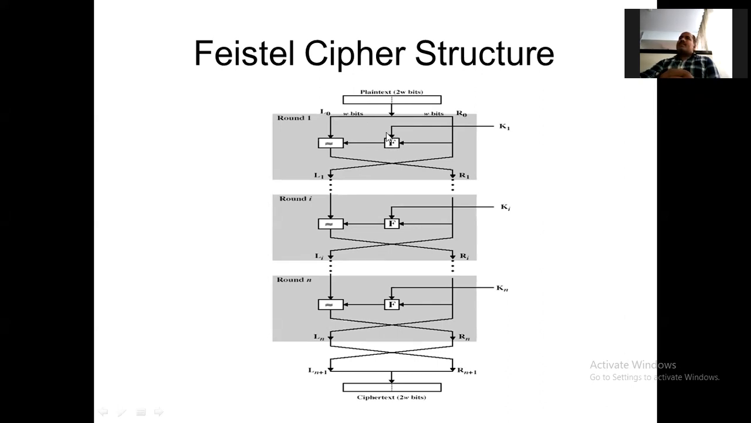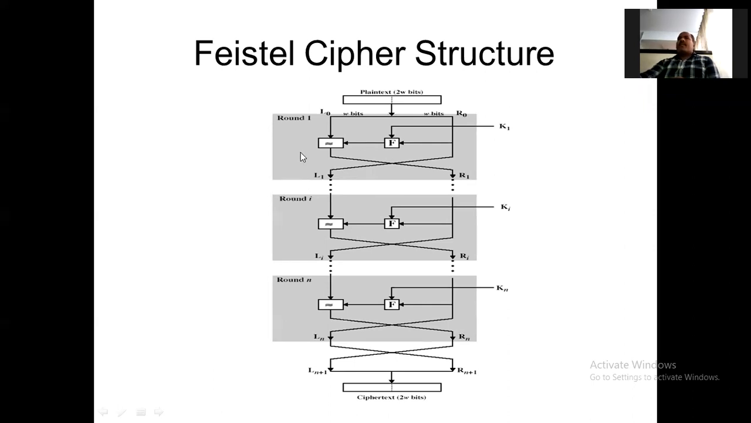Inside, F is called the complex function here. So what does the complex function do? The key K1 is there, and along with the key K1 we are going to have the XOR operation here. And again we are going to have the exchange from R0 to L1 and from L0 to R1 here. You can observe how much the complexity is increased here.